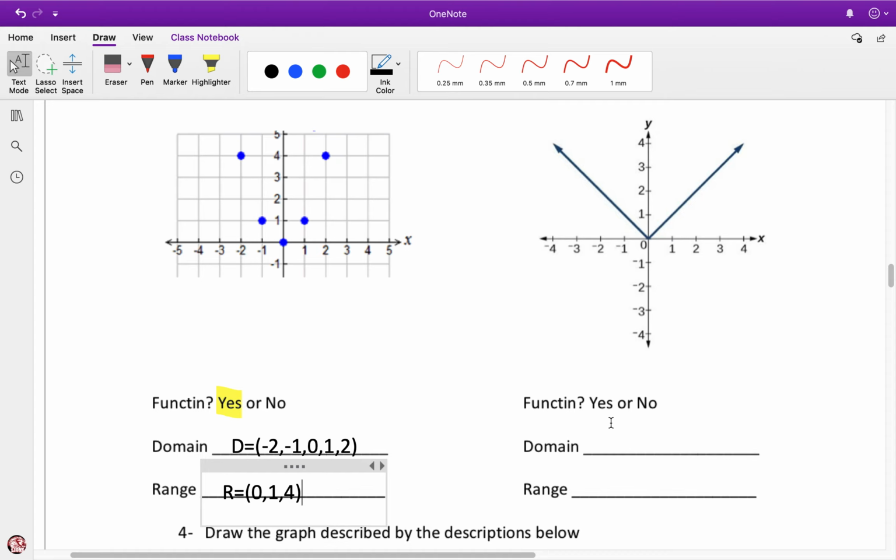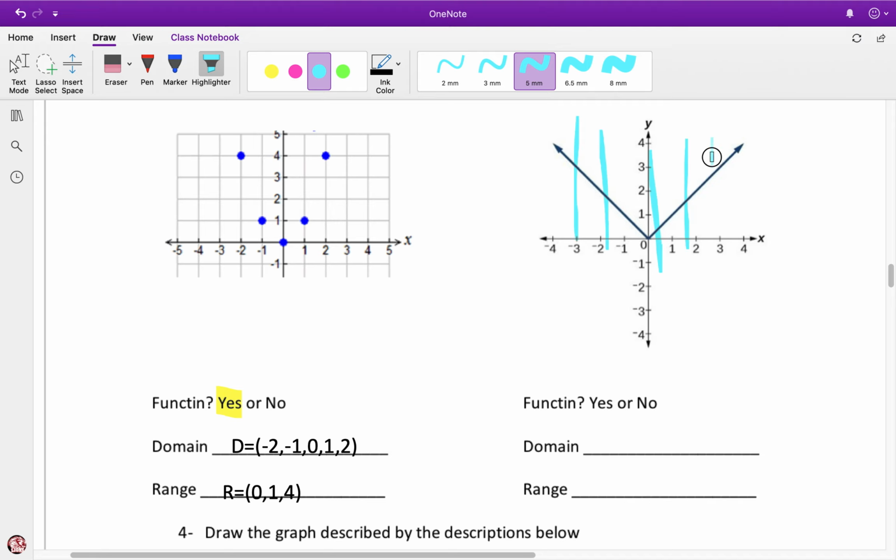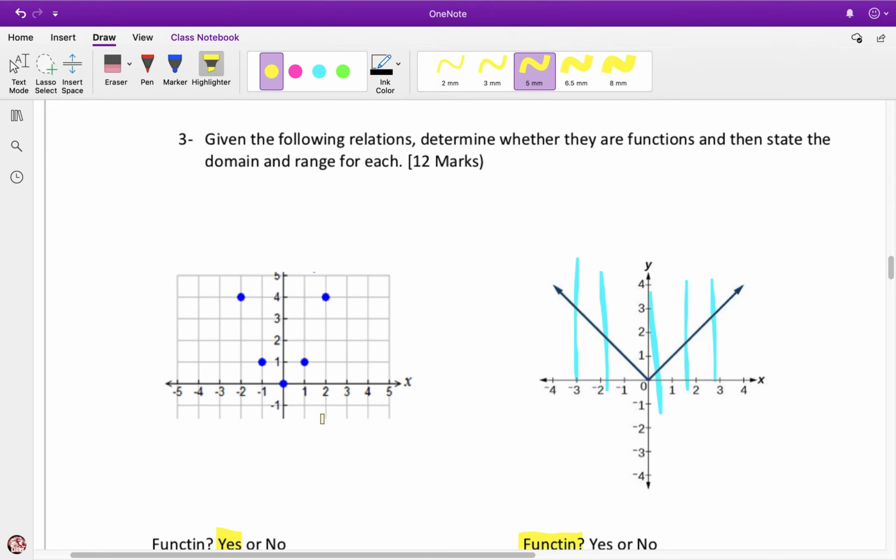Now this one, function or non-function? Well, since my vertical line test holds, no matter where I go here, I only hit the line once, that means it is a function. And I just realized I misspelled function on this test multiple times.